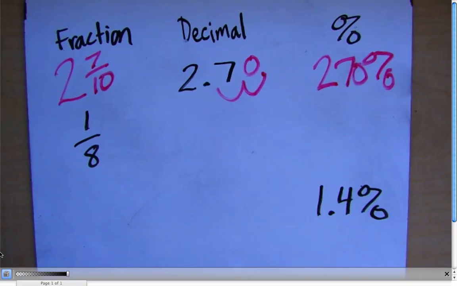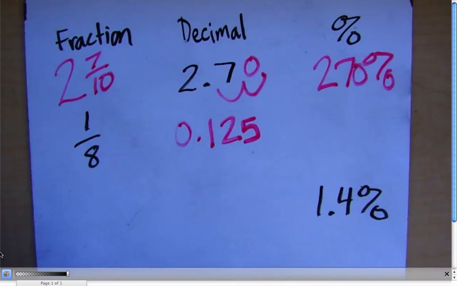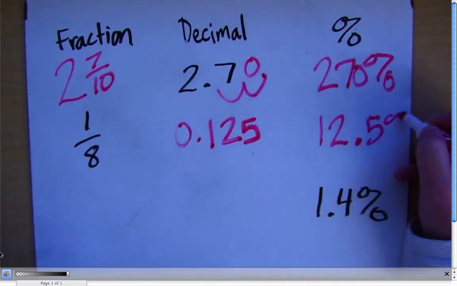There's the first one. Second one, our fraction, 1/8. If you divide 1 by 8, you get 0.125. To make that a percent, I'd slide it over twice, so that's 12.5%.